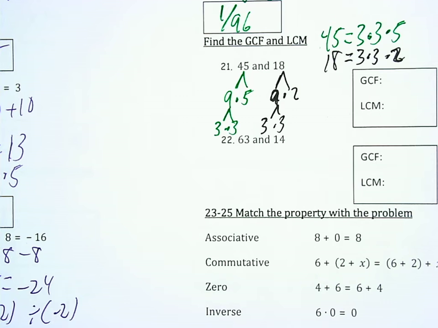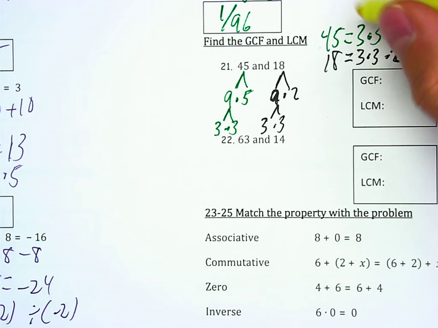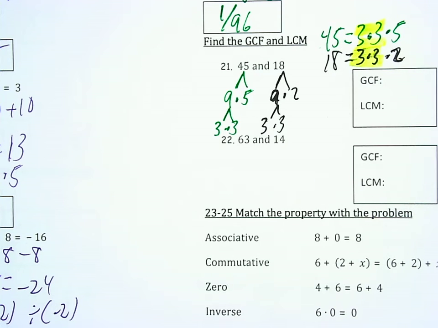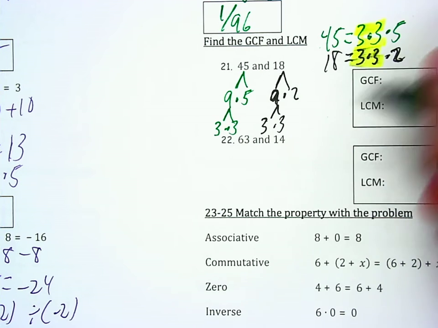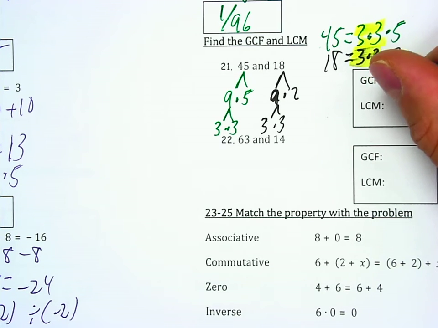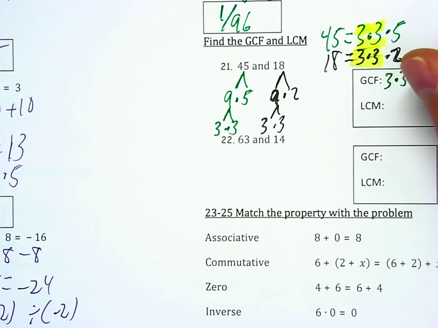So both of these have 2 3s. In other words, the greatest common factor here is 3 times 3 because they both have 2 3s in their what's called prime factorization, or when I broke them down. So my greatest common factor is 3 times 3, which is equal to 9.